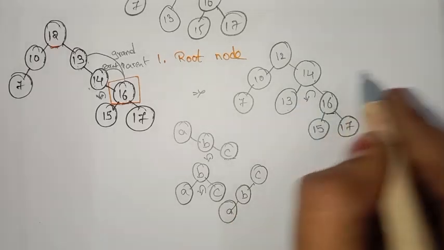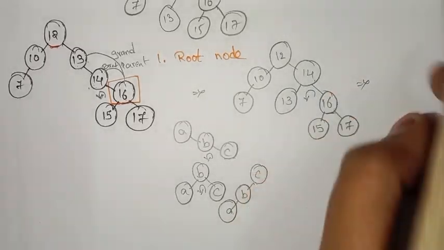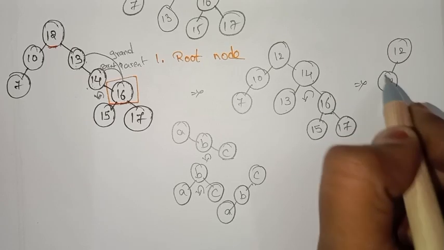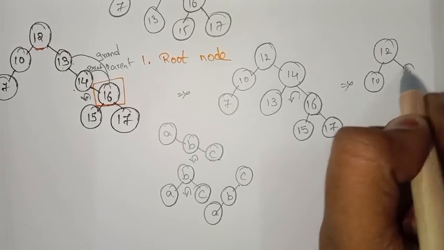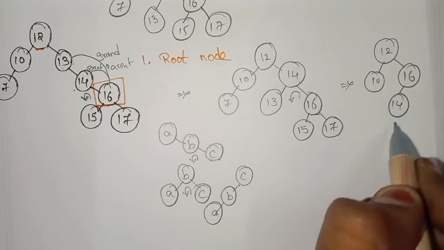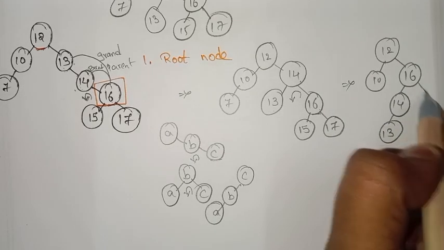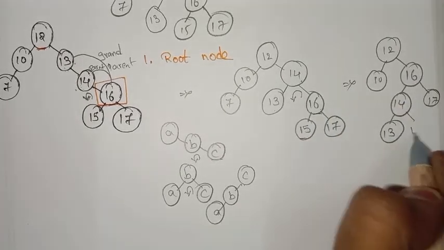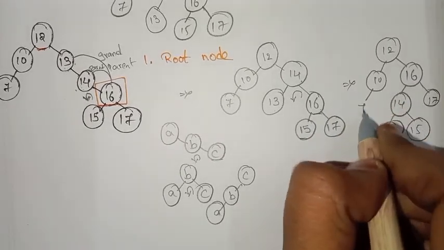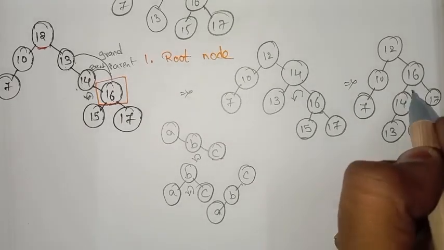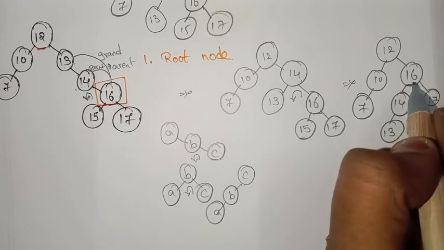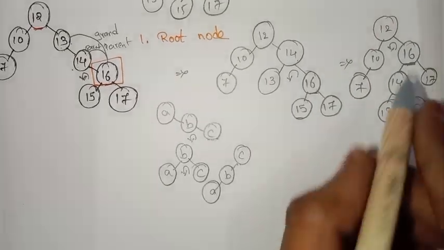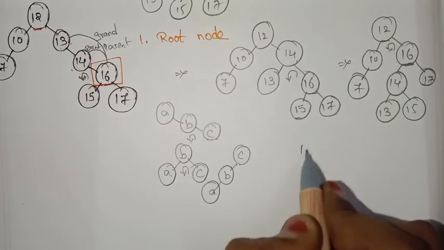Then again we need to do the rotation. What will happen? Same for C, this will come 12, for 12 here same 10 and remaining, but here for 16, 14 will become the child and here 13 and here 17, but here 16's left child becomes the 14's right child. So now again one more rotation we need to do because still 16 is in the children state only. So we need to move it to the root. So again one more rotation I will do here.